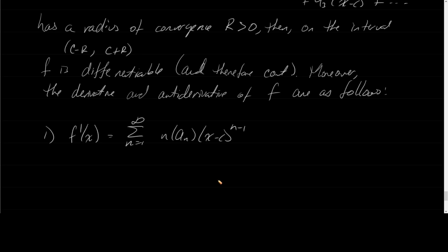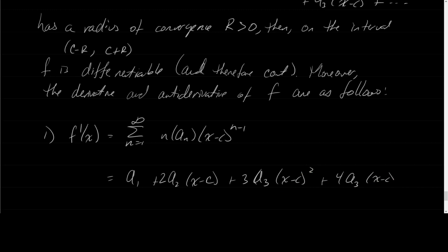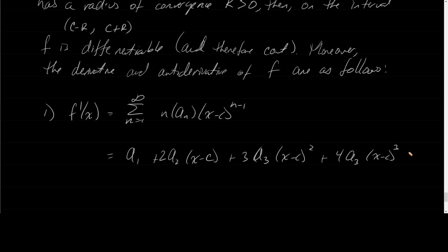In here, well, what would happen when I plug in n equals 1? Well, when I plug in n equals 1, I end up with a sub 1 plus, sorry, 2 times a sub 2 times x minus c, right? Here n is equal to 2. n is equal to 3. 3 times a sub 3 times x minus c to the second, right? 3 minus 1 is 2. Plus 4 times a sub 4 times x minus c to the third, so on and so forth. All right, that would be the derivative.